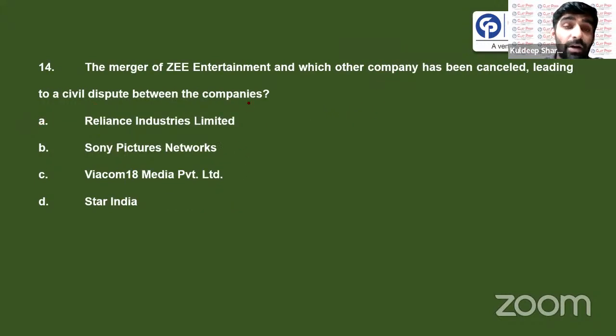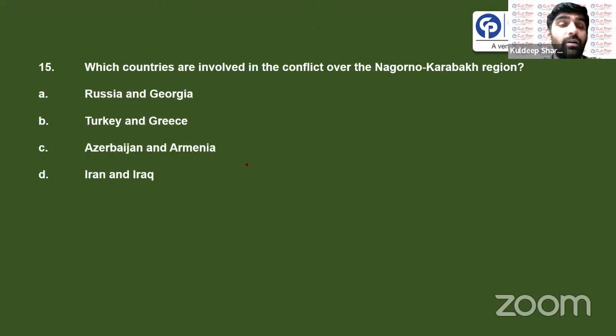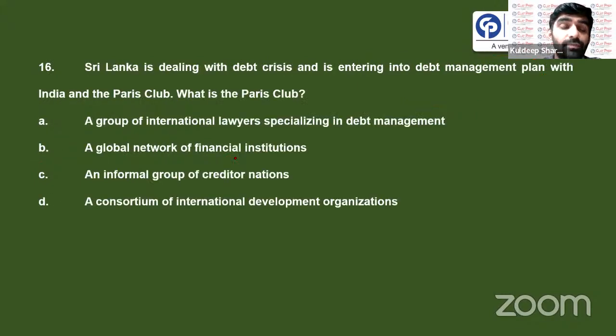Next, the merger of Zee Entertainment and which other company has been cancelled, leading to a civil dispute between the companies? So answer would be between Zee and Sony. The merger has now been cancelled by Sony. Okay, this was also from the Hindu newspaper. Next, which countries are involved in the conflict over the Nagorno-Karabakh region? So again, Nagorno-Karabakh region was in news last year also, and it is continuing in news because a case is ongoing between these two countries in ICJ, International Court of Justice, and the answer is again Azerbaijan.